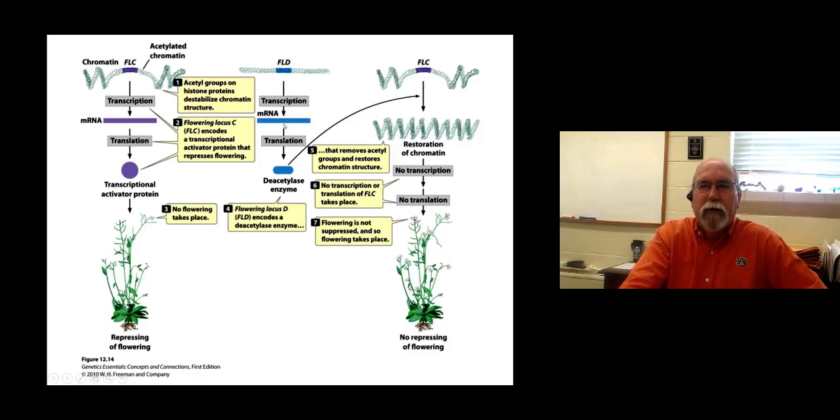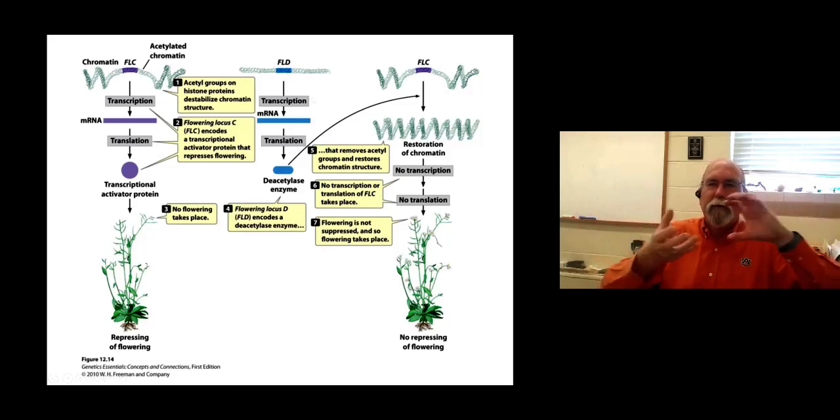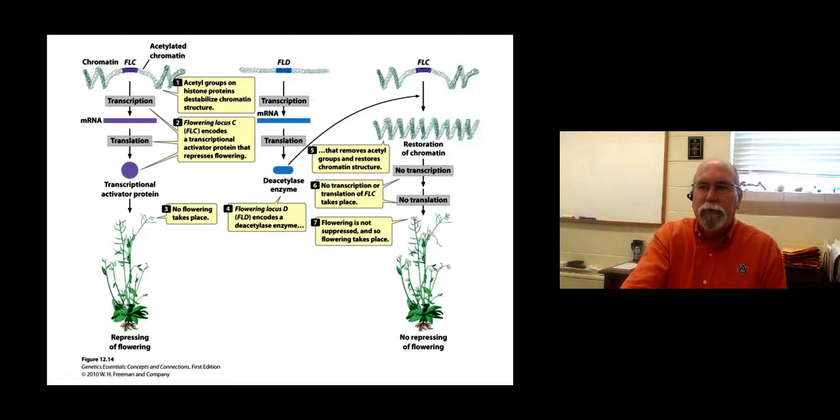You have it transcribed. You make messenger RNA. You go through translation. You make this deacetylase enzyme, like HDAC, if you will. Okay, that goes over and then deacetylates this chromatin region over here and compacts it back up. So it restores it. Instead of it being loose and available, it's now packed back up into its full chromatin structure. You don't get any production then of this activator protein here. No translation, no transcription, and flowering is allowed to occur.